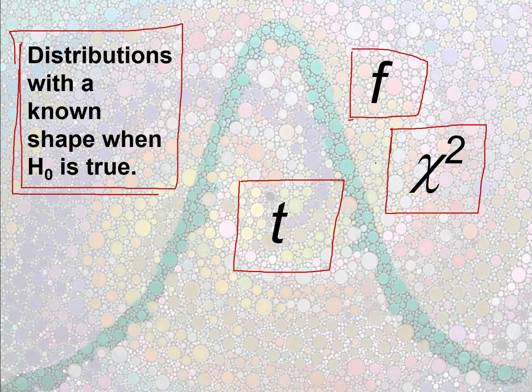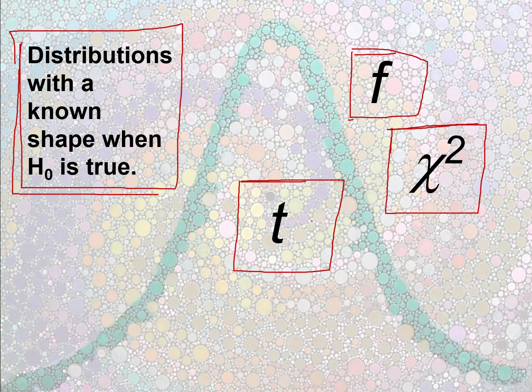They're all statistics that have known distributions, a known shape of a distribution if the null hypothesis is true. So we can do a study and calculate a t, or calculate an F, or calculate a chi-square. We can calculate a test statistic, and then because these statistics have distributions with a known shape if the null hypothesis is true, we can determine the probability of those statistics.